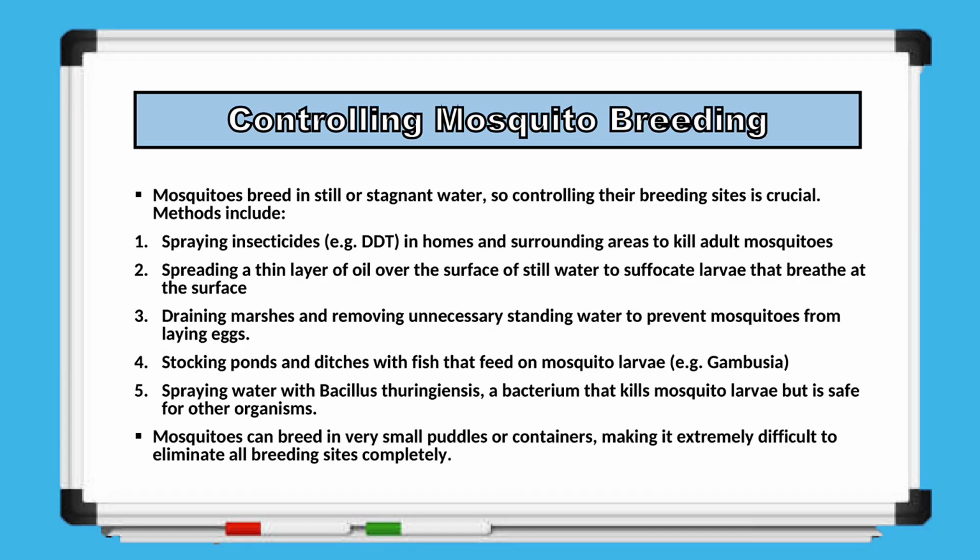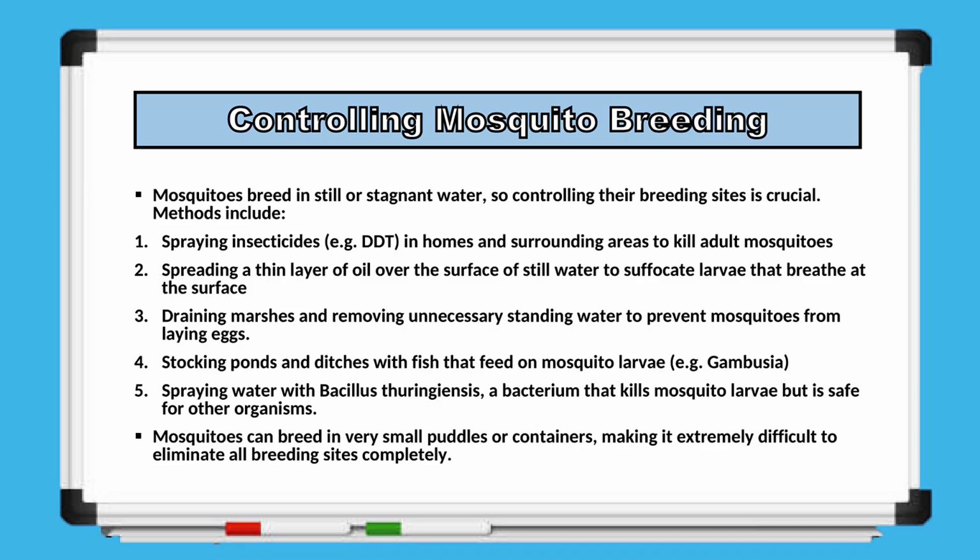Controlling mosquito breeding is essential because mosquitoes reproduce in still or stagnant water. Several methods can be used to manage their breeding sites. One approach is spraying insecticides, such as DDT, in homes and surrounding areas to kill adult mosquitoes. Another method is spreading a thin layer of oil over the surface of still water to suffocate larvae, which breathe at the water's surface. Draining marshes and removing unnecessary standing water is also important to prevent mosquitoes from laying eggs.